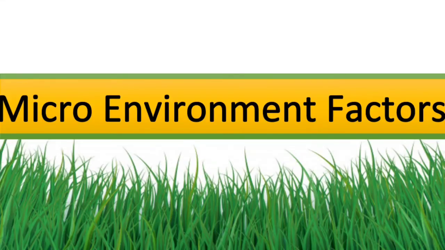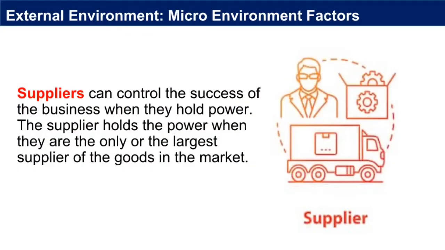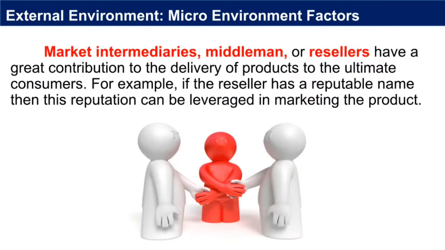Micro-environment factors. Suppliers can control the success of the business when they hold power. The supplier holds the power when they are the only or the largest supplier of the goods in the market. Market intermediaries, middlemen, or resellers have a great contribution to the delivery of products to the ultimate consumers. For example, if the reseller has a reputable name, then this reputation can be leveraged in marketing the product.